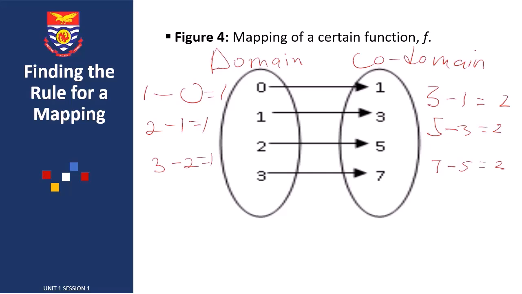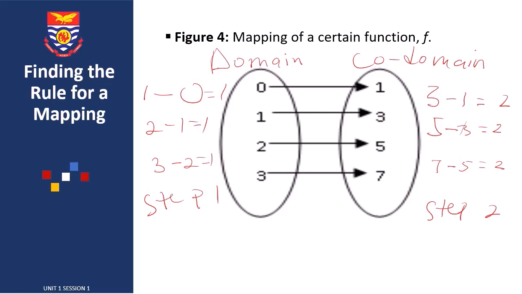So that is the second step. The first step is here, that is step 1, and here is step 2. Step 1 is the difference between consecutive terms in the domain. Step 2 is the difference between consecutive terms in the codomain. Okay, so what do you do next?